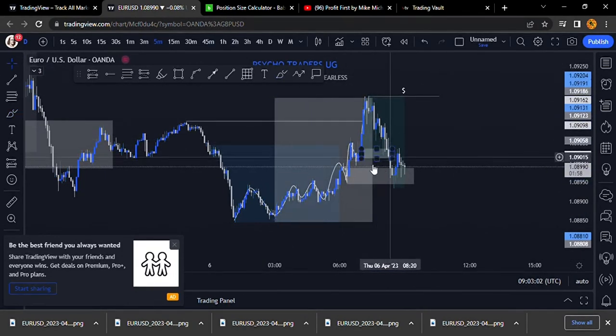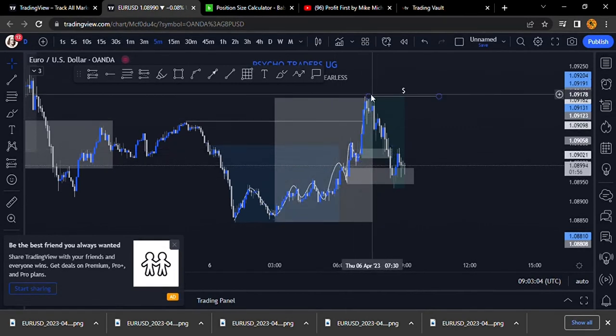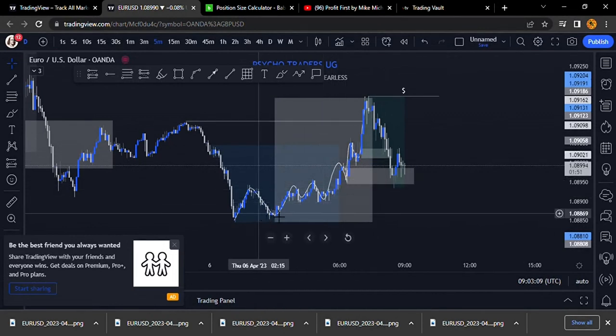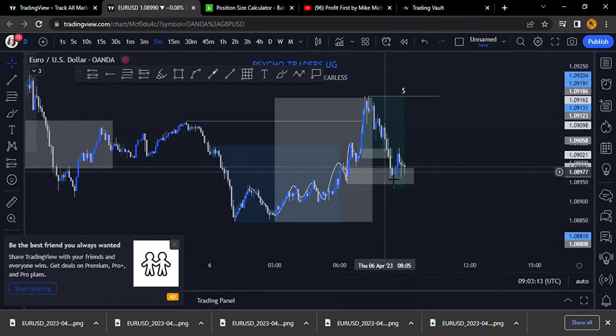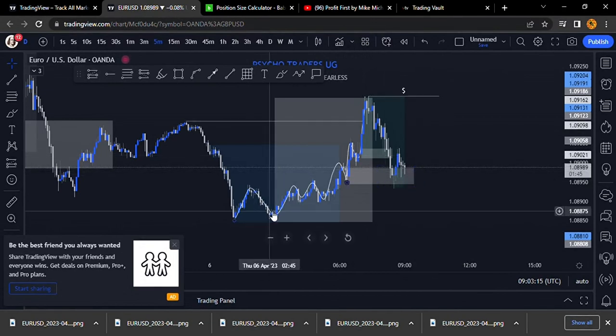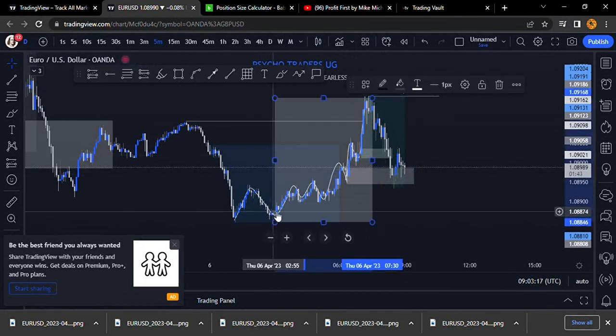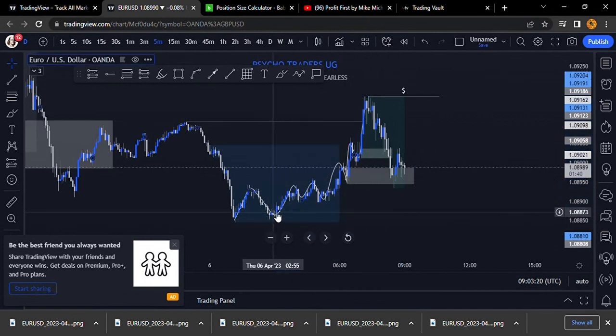We have this zone that broke structure, okay, and also this extreme zone, because we have no other extreme zone. All the zones right here have been mitigated, so this can be our extreme zone. Okay, so going in, let me delete all this crap right here.